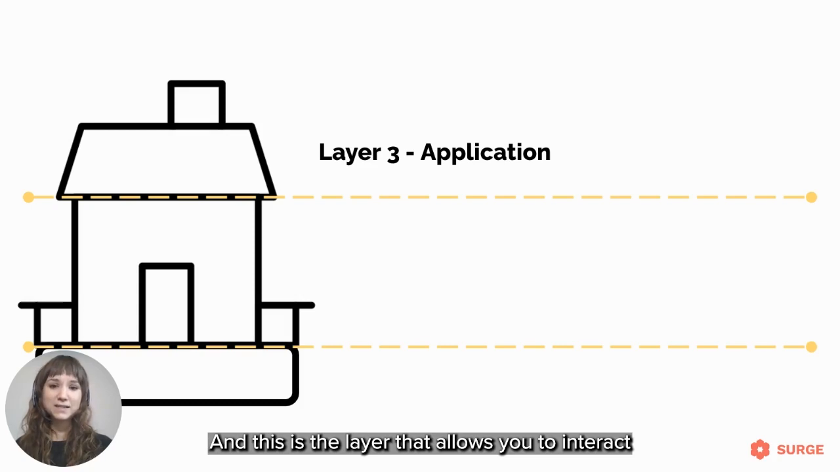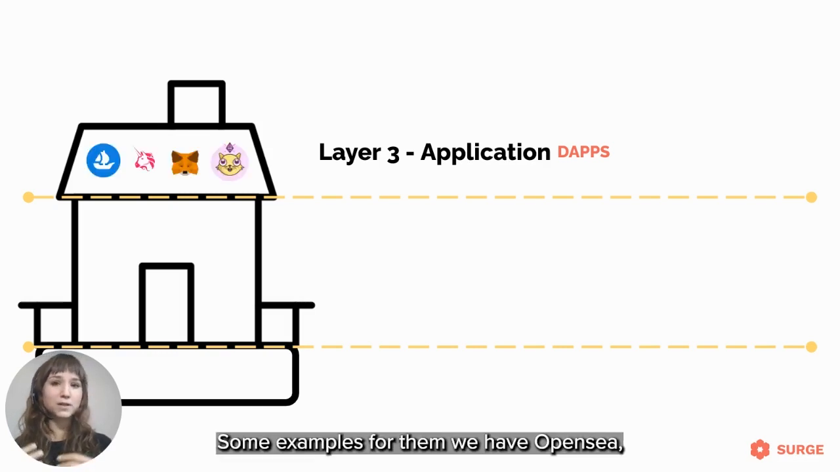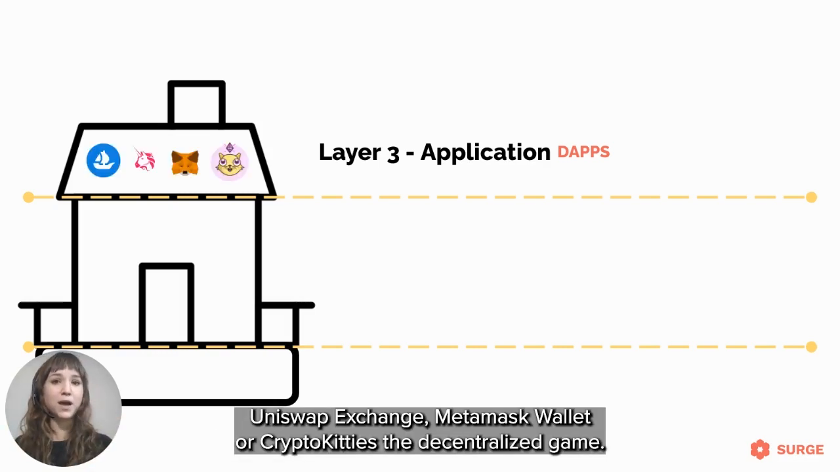And this is the layer that allows you to interact with the deeper layers of the blockchain. And what you can find inside are dApps, so the decentralized applications. Some examples are OpenSea, Uniswap exchange, MetaMask wallet, or CryptoKitties, the decentralized game.